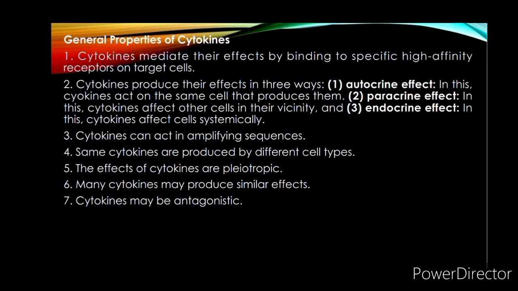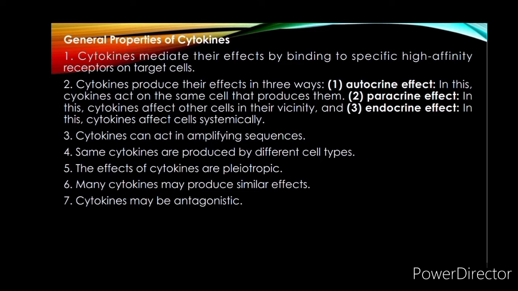Number 2 is the paracrine effect. In this, cytokines affect other cells in their vicinity. For example, IL-7 produced by marrow stromal cells promotes the differentiation of B-cell progenitors, or the ancestors, in the bone marrow. And the last one is the endocrine effect. In this, cytokines affect cells systemically. An example of this is when IL-1 and TNF produce the acute phase response during inflammation.